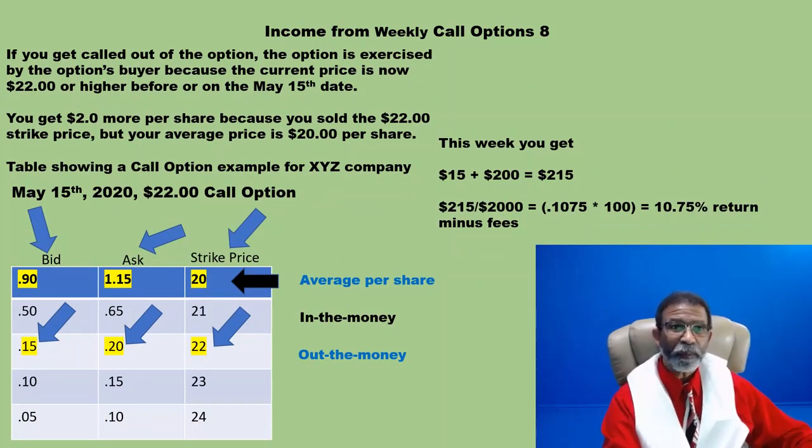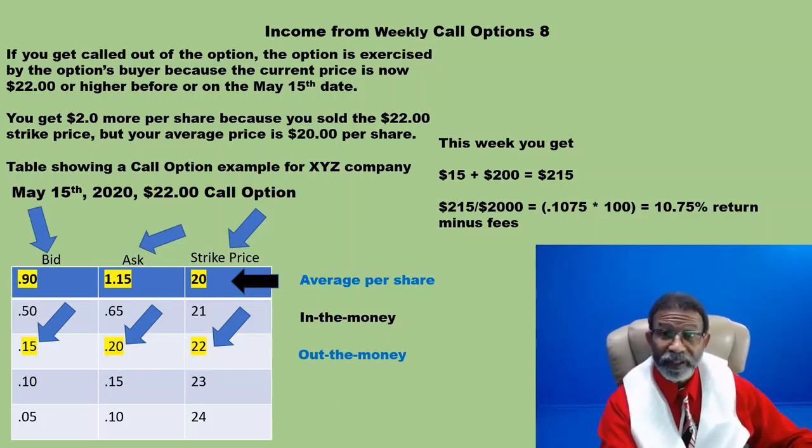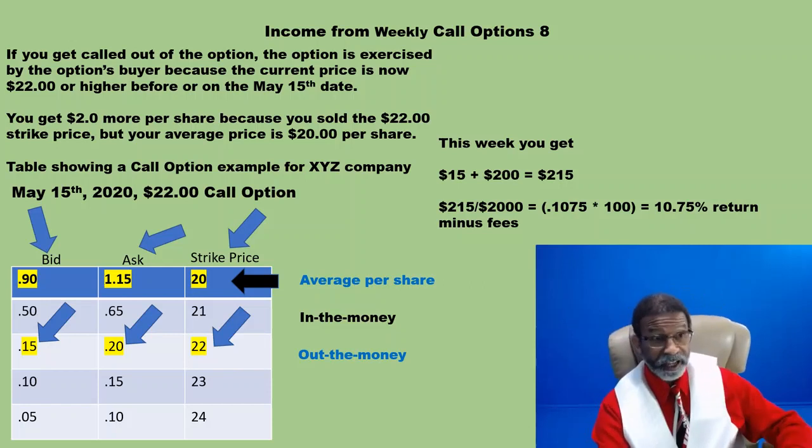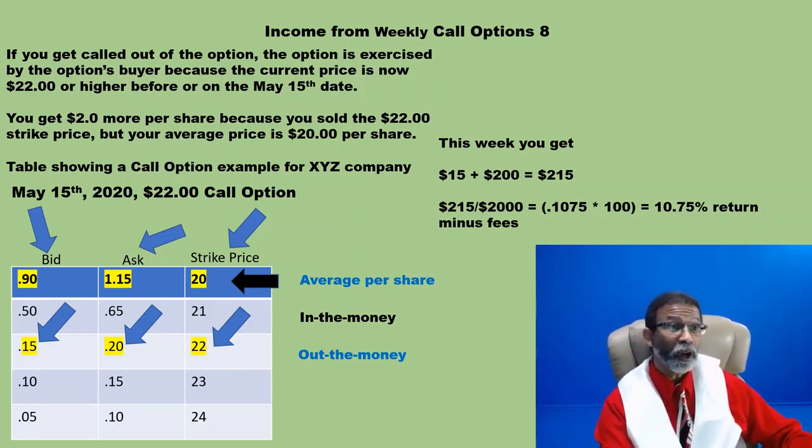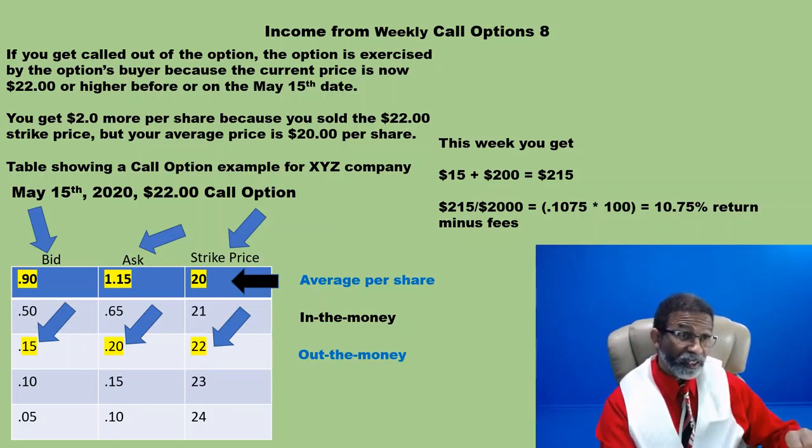Now, here's the example, and we're going a little further. What would happen if you get called out of the option? What we mean by called out is the option gets exercised by the buyer, because let's say the current price is either at $22 a share or higher before or on, in this particular case, May the 15th, 2020. Keep in mind that your average price for the stock is $20. So you get $2 more per share because you sold the $22 strike price.